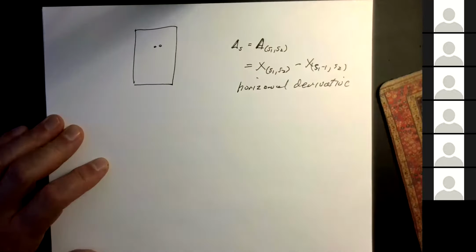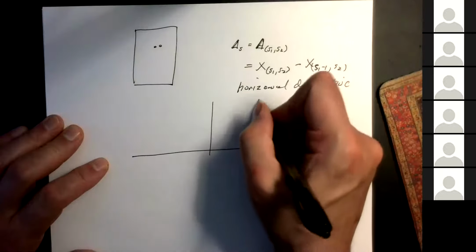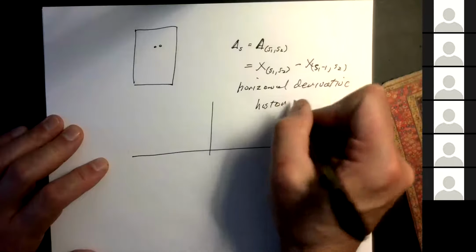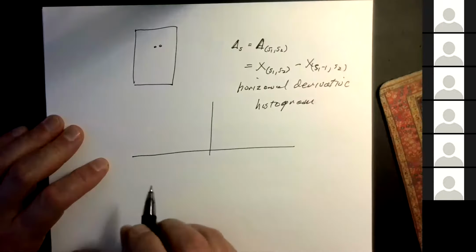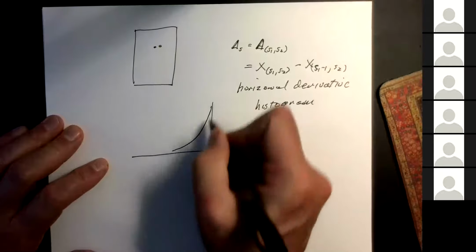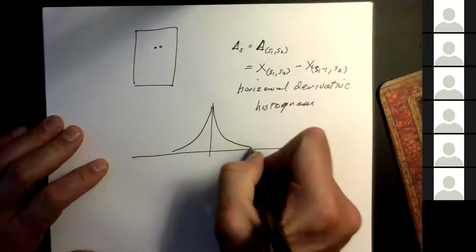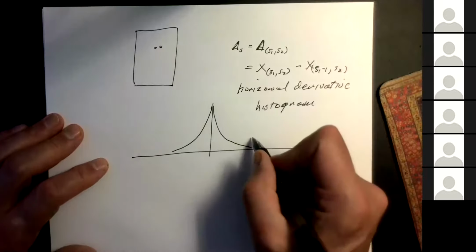And if you do a histogram for a typical image, you know what this is going to look like? The distribution is going to look like this. Does that look Gaussian? No. It doesn't look Gaussian. This is heavy-tailed.